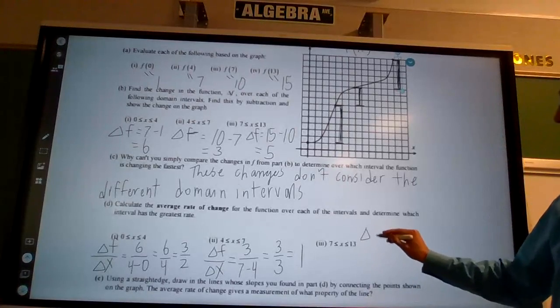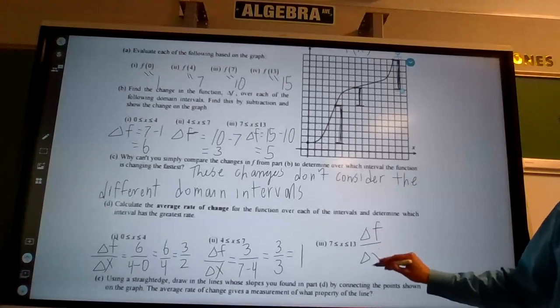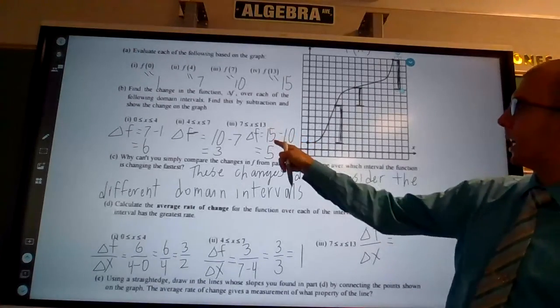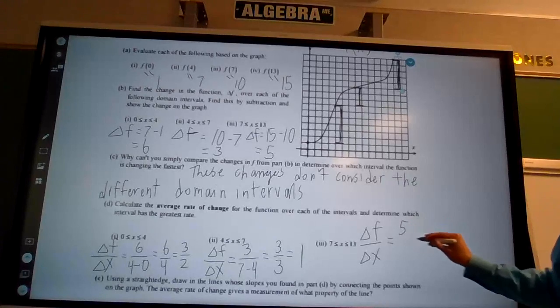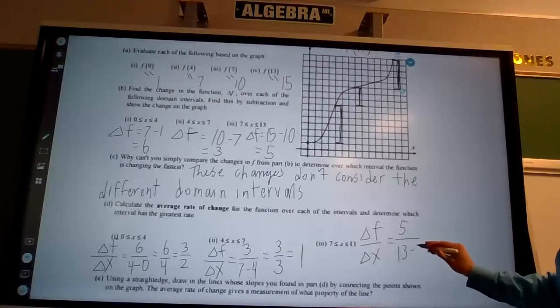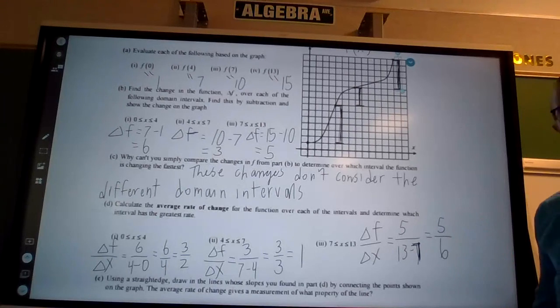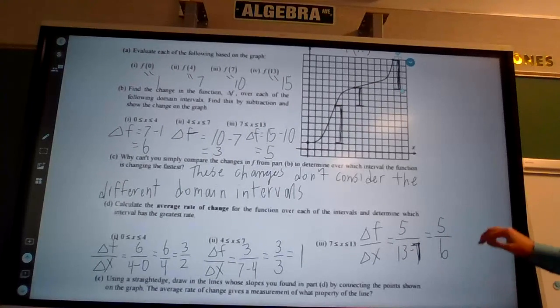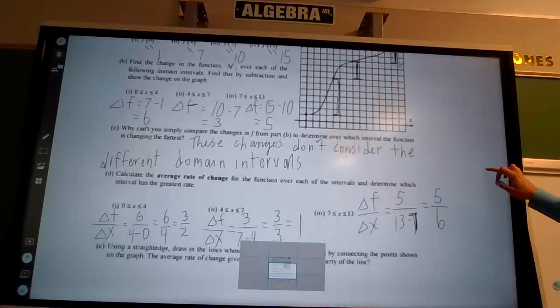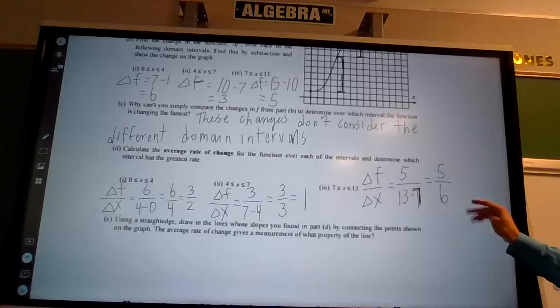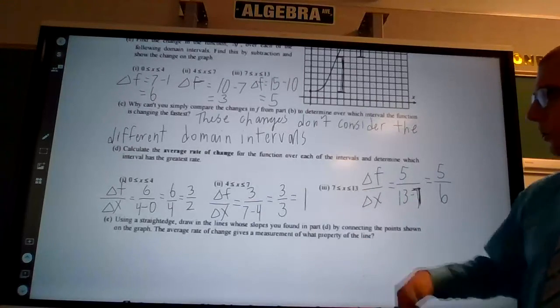Last one here, same thing again. Okay, the change in our function from 7 to 13 was 5, over my change in x, which is 13 minus 7, gives me 5 over 6. So again, the average rate of change on that interval from 7 to 13 is 5/6.